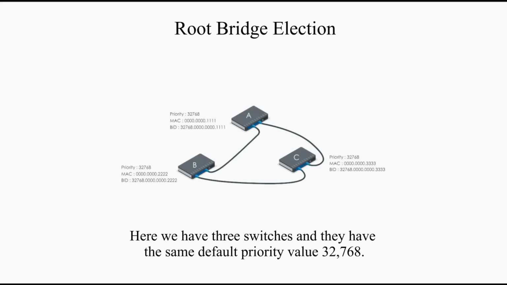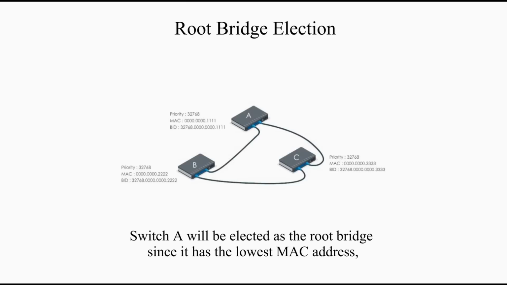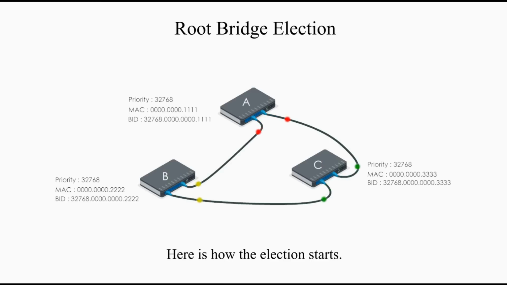Here we have three switches, and they have the same default priority value, 32768. Then the MAC address of a switch becomes the tiebreaker. Switch A would be elected as the root bridge since it has the lowest MAC address. But how does it work? Here is how the election starts.